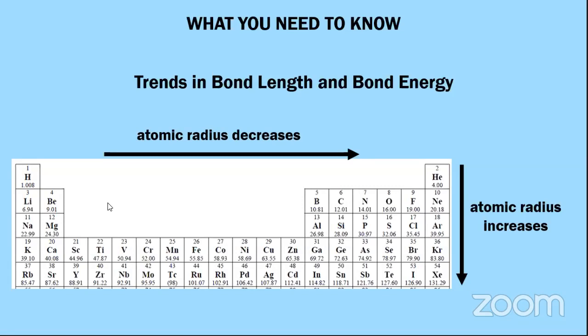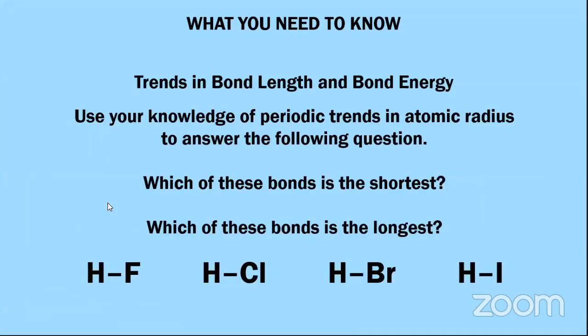Therefore, fluorine, chlorine, bromine, and iodine, they're all getting larger. So if I were to draw the size of fluorine and then the size of chlorine, I'm going to draw this a little bit larger. And then the size of bromine, a little bit larger than that. And then the size of iodine. Now, I still have my little hydrogen bonded to it. Hopefully you can see that based on your knowledge of periodic trends in atomic radius, the HI bond would be the longest bond and the HF bond would be the shortest bond, just based on the fact that fluorine is smaller than iodine.